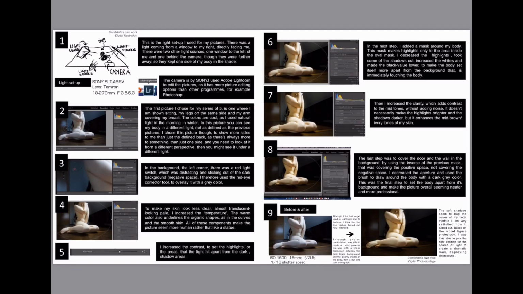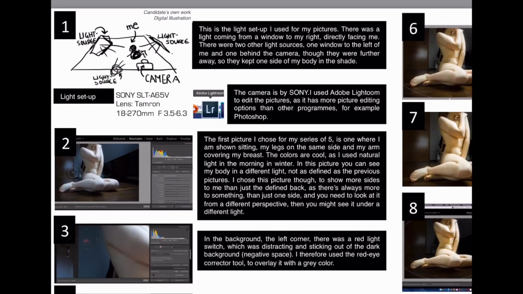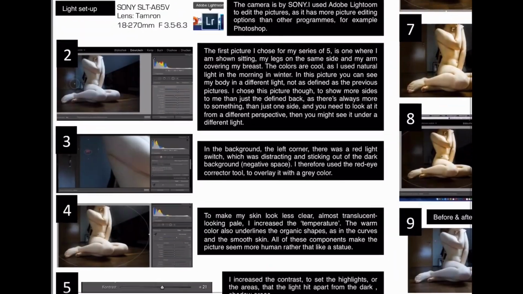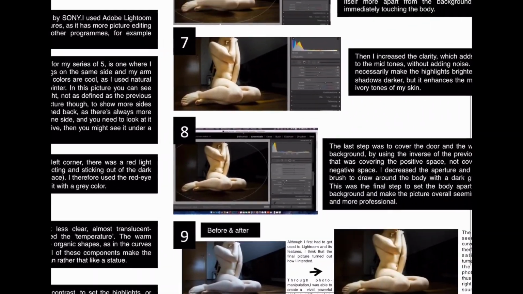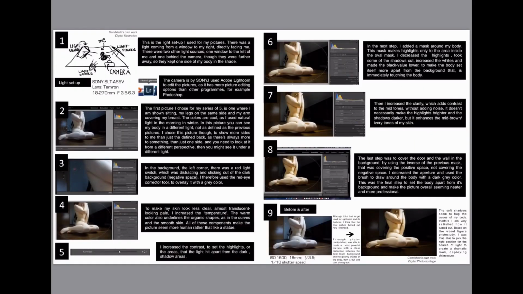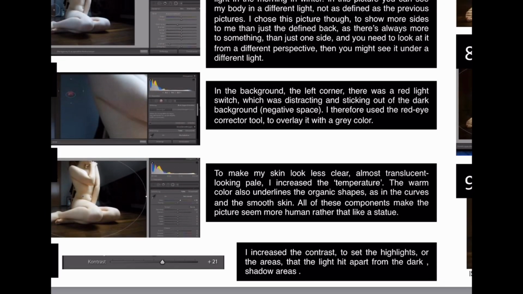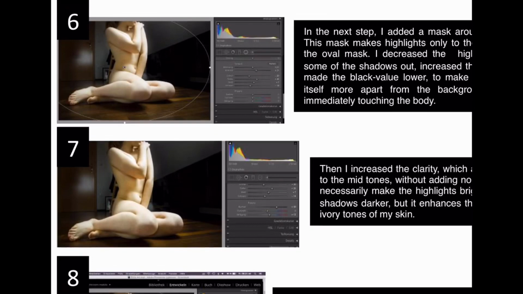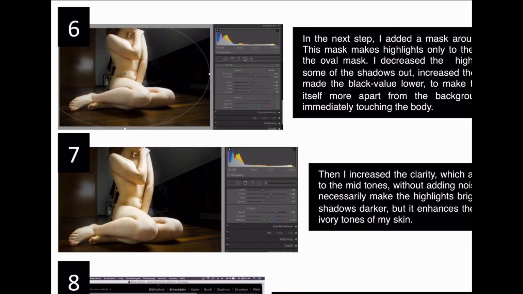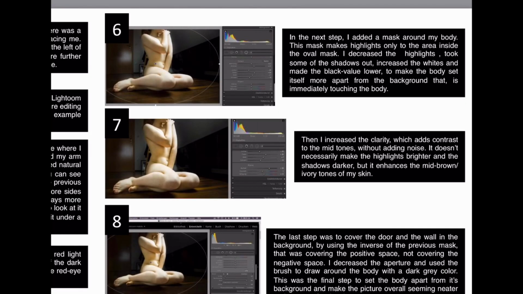Here I showed how I edited them, which was really important for me because if you edit them, so if you process them, that's also, again, a check mark in the marking criteria. I did a digital illustration of how I set everything up, my light setup, the program I used, and then I went through step by step how I edited the photo. So what I did, for example, down here, I increased the contrast and made some other changes. I'm decreasing the highlights, taking some of the shadows out.